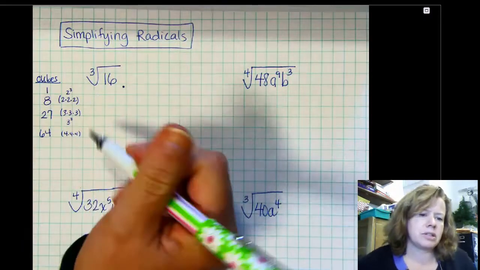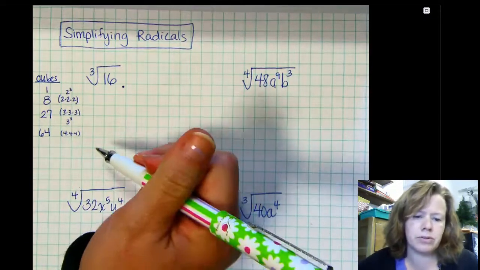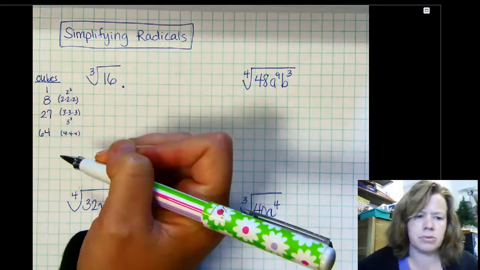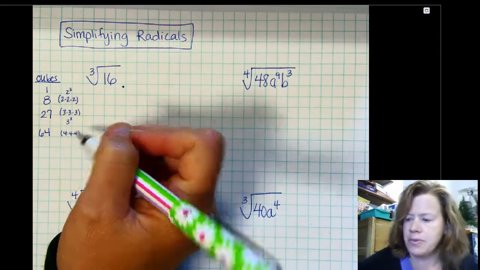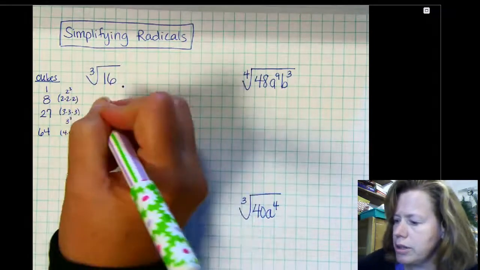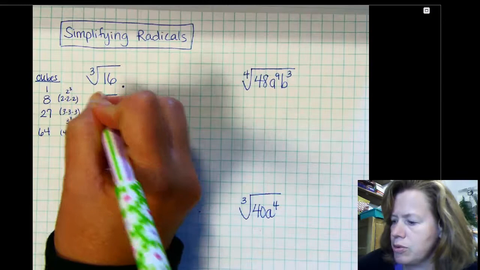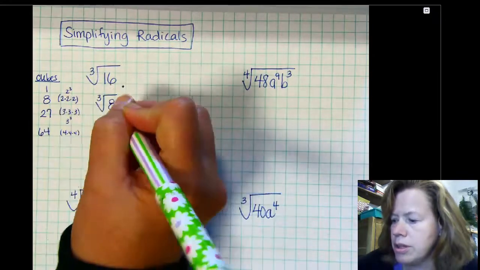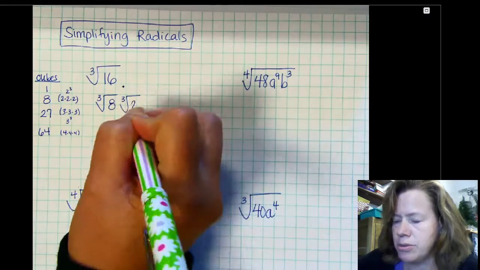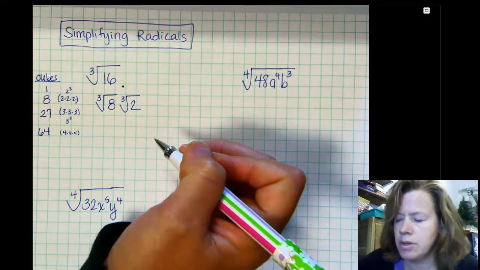So you start to make a list. We don't need to go any further right now because my number is 16, and the largest number on this list that will divide into it nicely is 8. So like yesterday, I'm going to rewrite the cubed root of 16 as the cubed root of 8, a perfect cube, times the cubed root of whatever's left over. Well, 8 times 2 is 16.